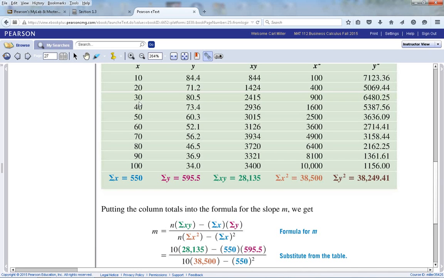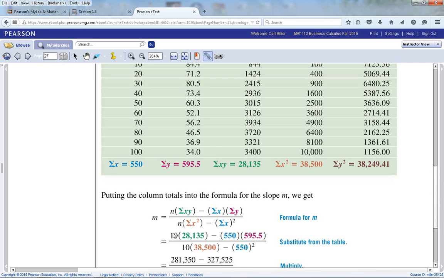Now, how many data points were there? 1, 2, 3, 4, 5, 6, 7, 8, 9, 10. So there were 10 values. So n is 10. There were 10 data points. The sum of the xy's, that's your green number, 28,135, minus the product of the two individual sums. So the sum of the x's is 550. That's blue. The sum of the y's was this pink, 595.5.